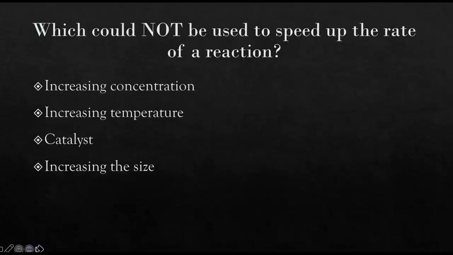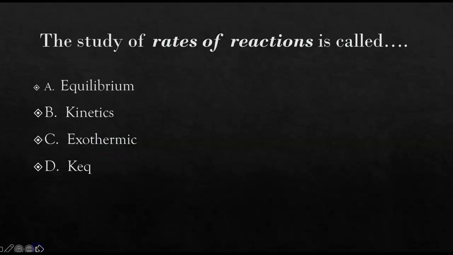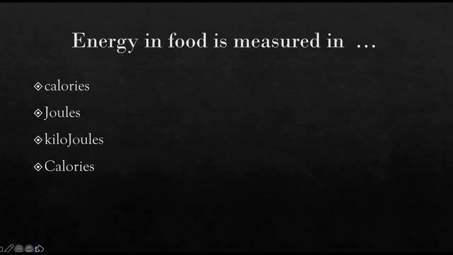And so if we're looking at these kinds of chemical reactions, if we wanted to speed one of these reactions up, which one of these would not speed one of the reactions up? If you thought increasing the size, you're absolutely right. Because the other three, a catalyst or increasing the temperature or the concentration, would definitely speed up a reaction. How about the study of rates of reaction? Do you remember that word? Absolutely. If you said kinetics, you are correct.